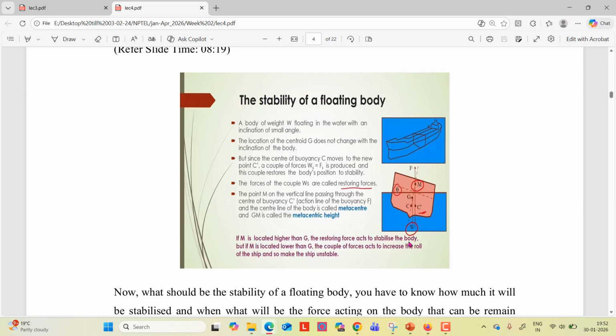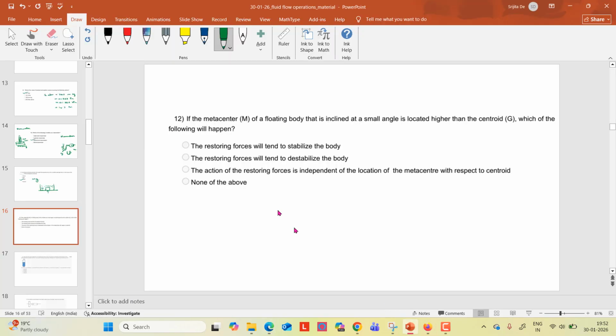That means the restoring force tries to bring back the tilted condition to the original condition. But if M is located lower than G, then the couple of forces acts to increase the roll of the ship, so it makes the ship unstable. So if M is below the G, then it will completely roll down. Depending on that, if M is located higher than G for a floating body inclined at a small angle, the restoring forces will tend to stabilize. Right? This is option A.